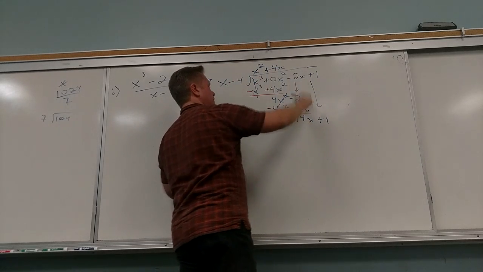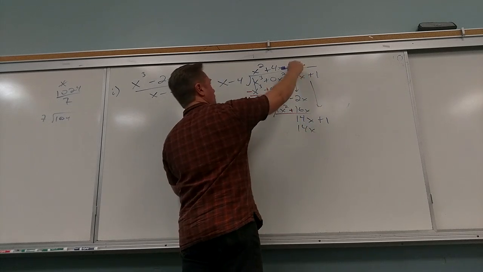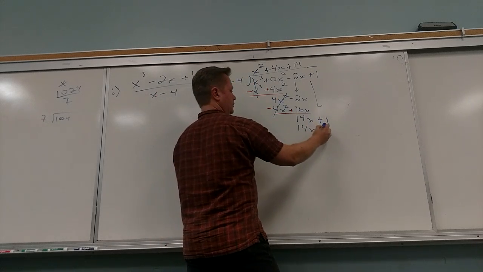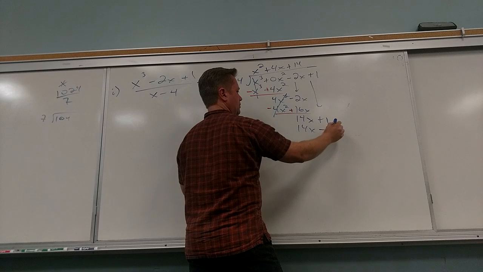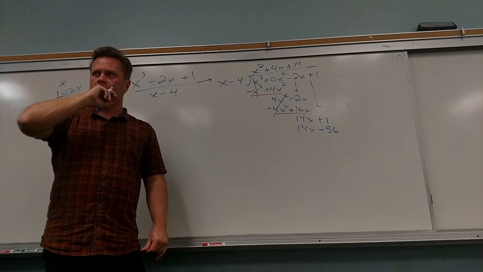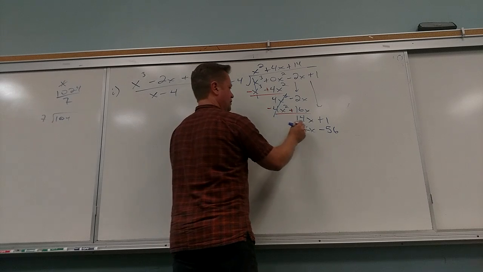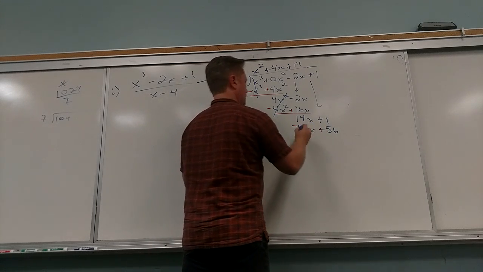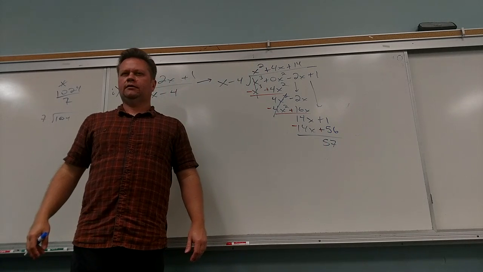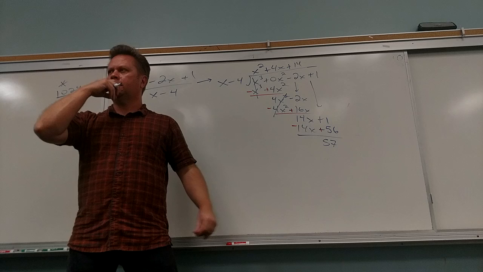X times what is 14x? 14. 14 times x is 14x like we just said. 14 times negative 4. Negative 56. Then I change the signs. What do I do with this 57? It's going to be 57 over x minus 4. Okay, I like it.